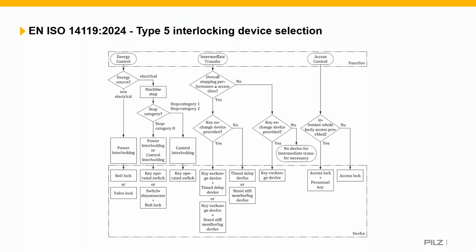We've got to consider the intermediate transfer, so anything that is arising from the stop category. So do we need some sort of timing function or something like that that we've got in there? And then consider access control. With things like this, it may be that we are looking at something where we've got full body access. And again, we'll talk a little bit about this in a later slide.